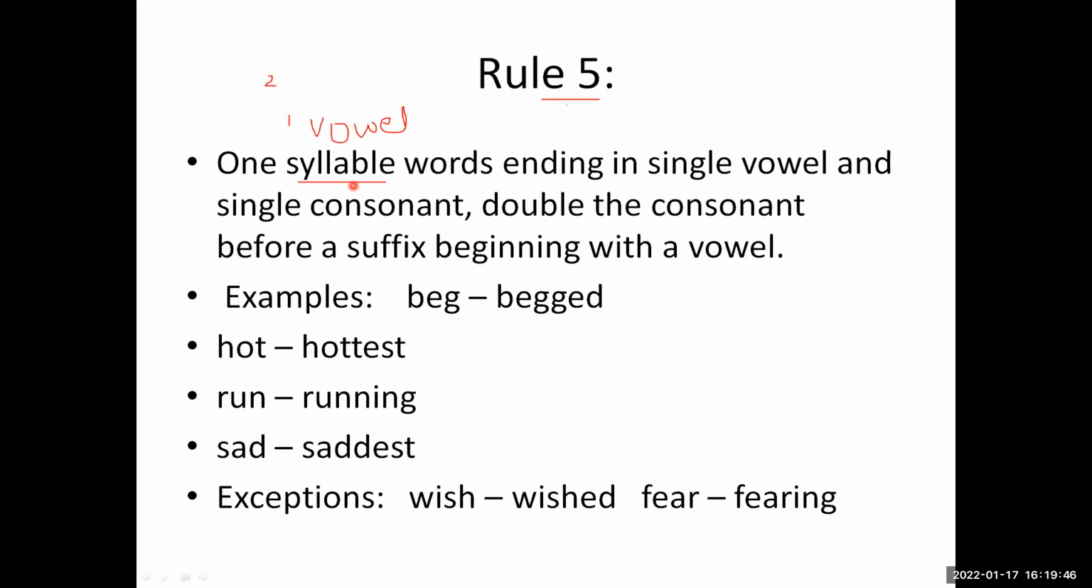So, one syllable words ending in single vowel. It is mentioned already here. One syllable means how many vowels? Only one vowel and a single consonant. There is one vowel sound, one consonant sound. Double the consonant before a suffix beginning with a vowel. What happens? Whatever consonant is at the end is doubled. It becomes two when a suffix beginning with a vowel is added to that particular word.